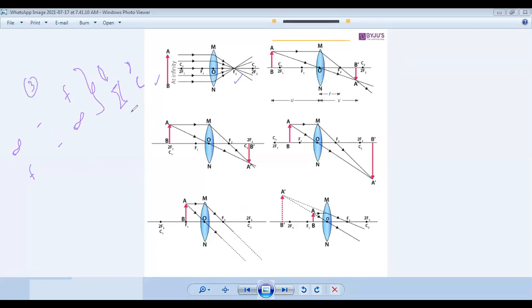Fourth common thing, observe: when the object is beyond C, or in this case when the object is beyond 2f1, which is C1 or 2f1, we will get the image between f2 and 2f2. And vice versa, when the object is between 2f1 and f1, we'll get the image beyond 2f2, beyond the point C. So these two are also vice versa, you should always remember.